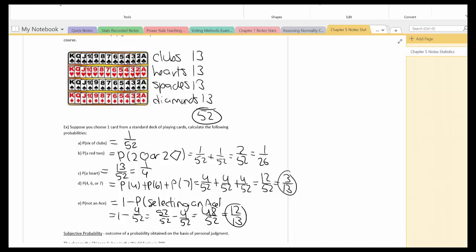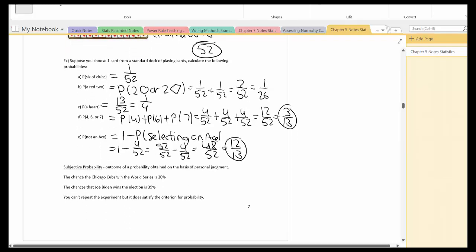Okay, so that's a classical or theoretical probability. The last type of probability is what is called subjective probability. This is an outcome of a probability obtained on the basis of personal judgment. For example, the chance of the Chicago Cubs winning the World Series is 20%. Maybe this person has seen the Cubs bat, how they pitch, what the rest of the league looks like. It says they have about a 20% chance. The chance that Joe Biden will win the election, or maybe re-win the election, is 35%. Here you can't repeat the experiment, but it does satisfy the criterion for probability.